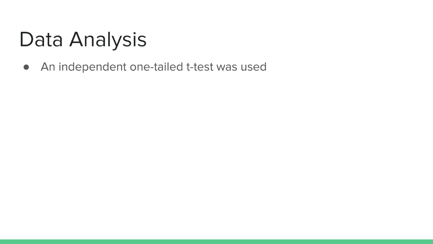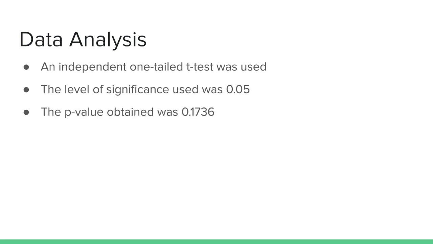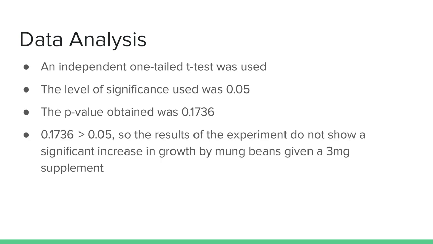An independent one-tailed t-test was utilized for data analysis because the experiment is testing for a significant increase in the 3 mg group when compared to the no supplement group, and the mung bean groups grown in this experiment were independent from one another. The level of significance used was 0.05. The p-value obtained was 0.1736.